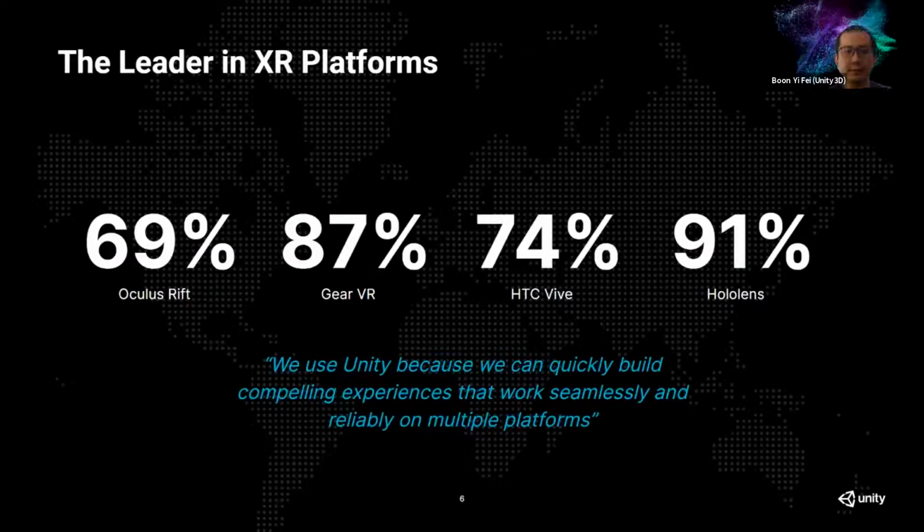So here are some stats. Not surprisingly, Unity is used in the majority of the XR applications out there. Take for example, on Oculus Rift, 96% of VR applications are made with Unity. On the Gear VR, that's 87%. On the HTC Vive, that's 74%. And on the HoloLens, that's 91%. Almost all of HoloLens apps are made with Unity.